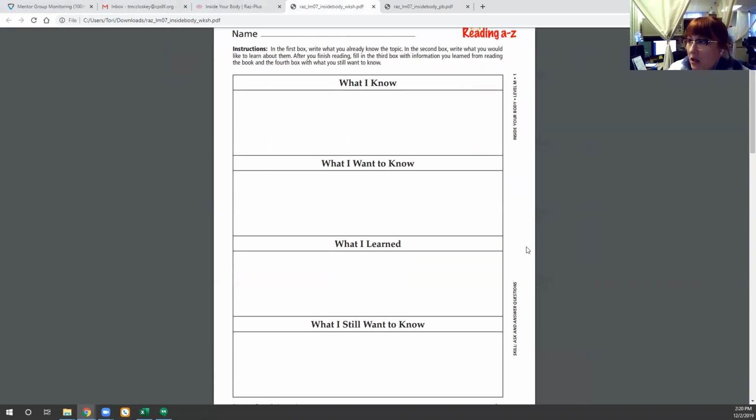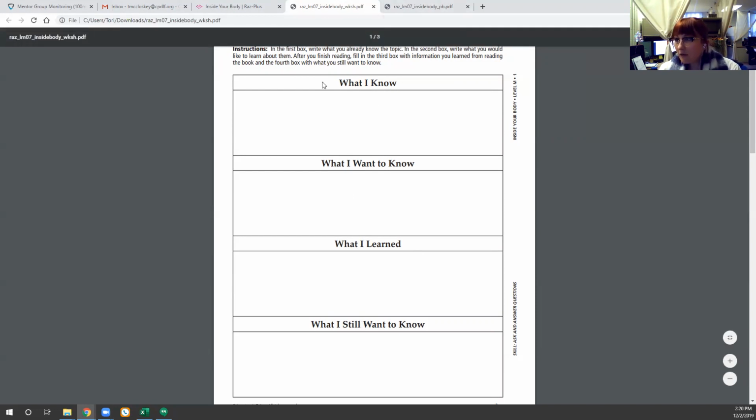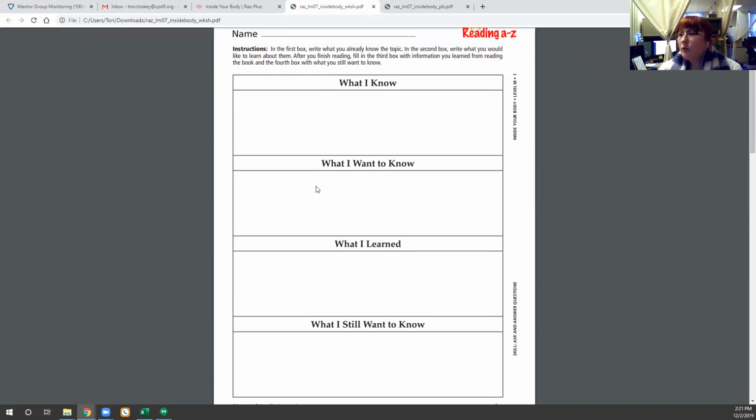So I would like you to get a piece of paper and you can either draw lines or you can fold it to make 4 boxes. And I want you to label it what I know, what I want to know, what I learned, and what I still want to know. And I would like you to right now write down what you know about the skeletal system or the human body at large and what you want to know about those things. So you can pause this video and come back when you're done.